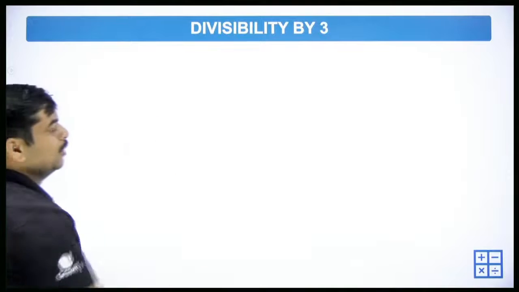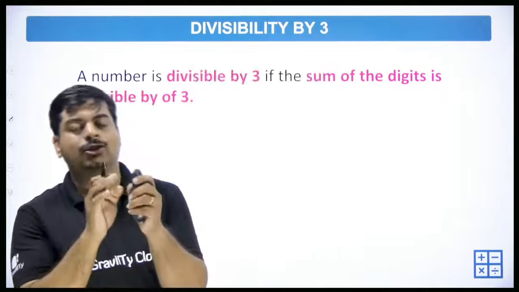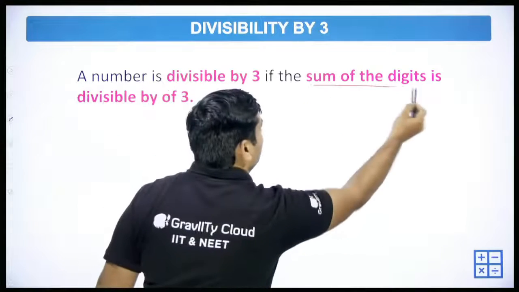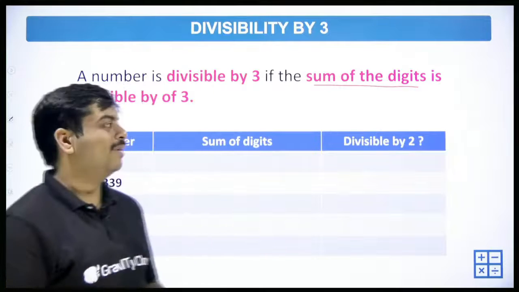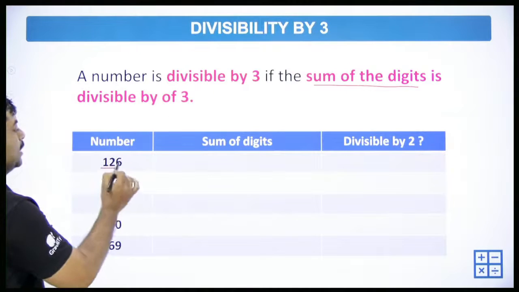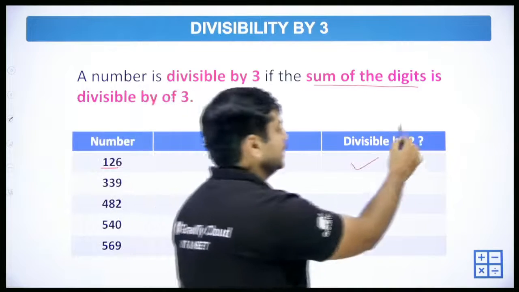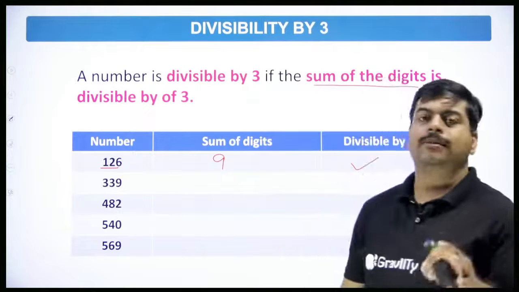Next rule, divisibility by 3, where the sum of the digits should be a multiple of 3. And we discussed a lot of examples, correct? So what's the first number we have? 126, 6, 7, 8, 9. The sum of the digits is 9, and yes, it is divisible by 3.